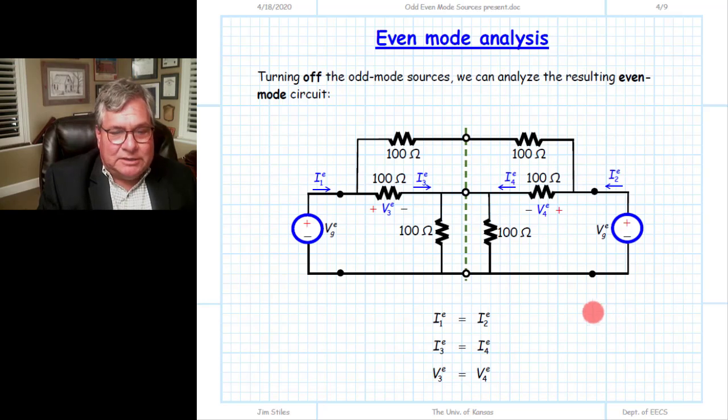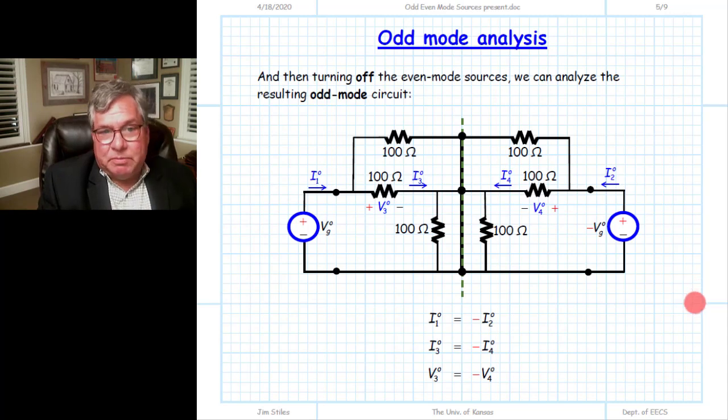In the first example, this was VG over 2, and this was VG over 2 for the even mode analysis. In the case of the admittance matrix, this was VG over 2, and this was VG over 2 as well. Again, for more general sources, just calculate the even mode voltage and place that value there, whether it's 6 or minus 23 or 4 times e to the j pi over 2, whatever it is, you place it there and do the analysis.